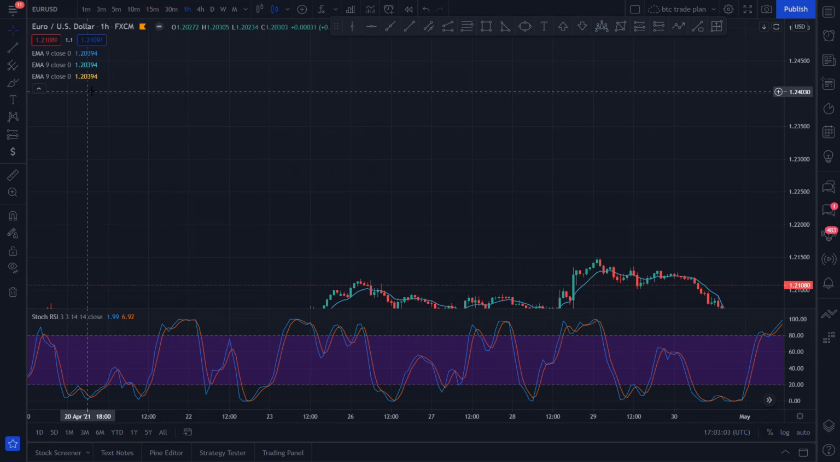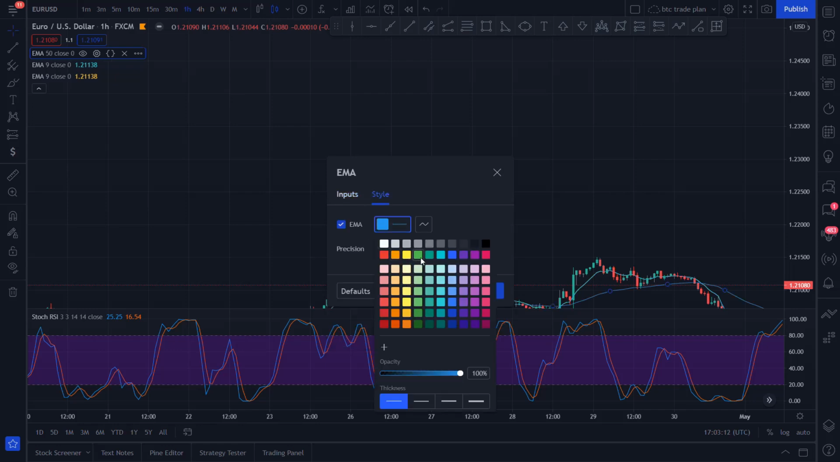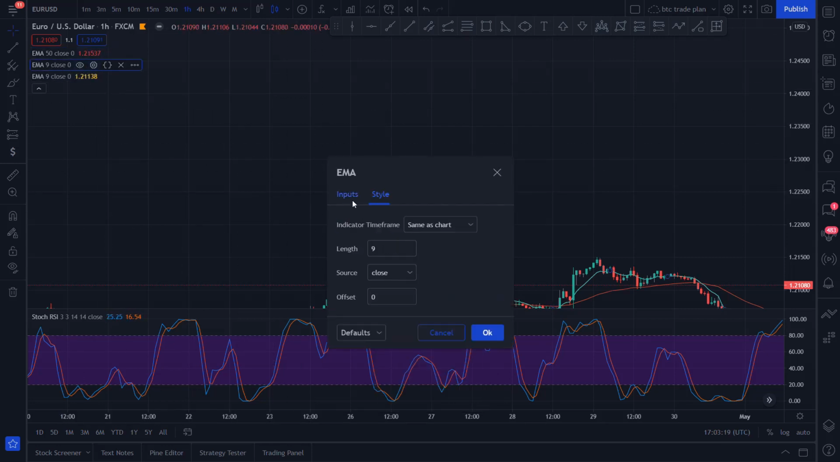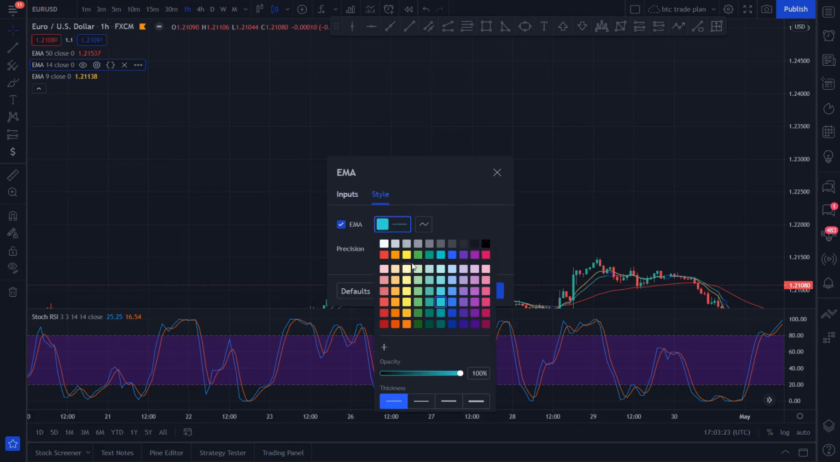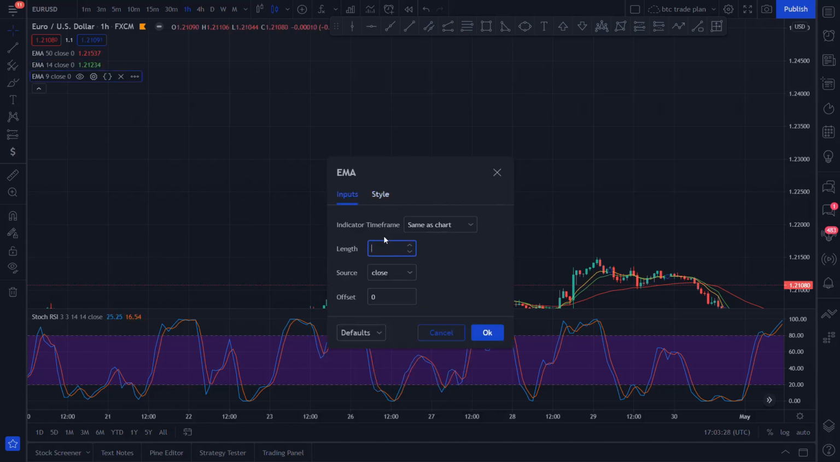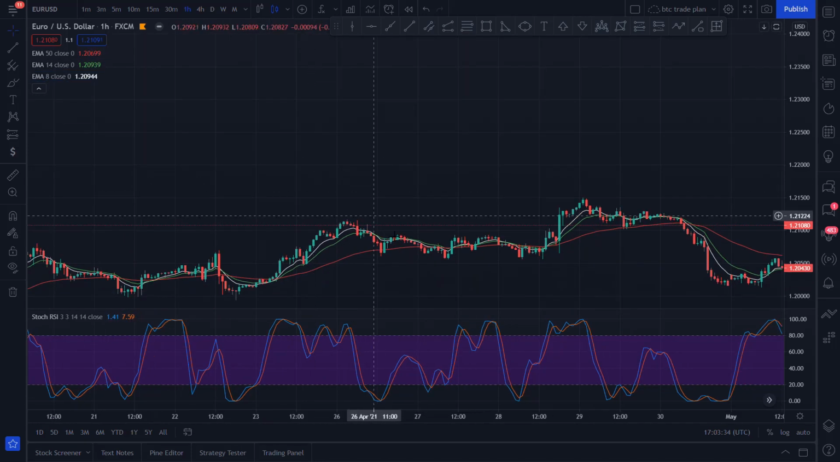Okay, let's set them up. So the first one is going to have a 50 input. We are going to color it red. And the second one is going to be a 14 period. Set it to 14. It's going to be green. And the third one is going to be an 8 period. So set it to 8 and we are good to go.